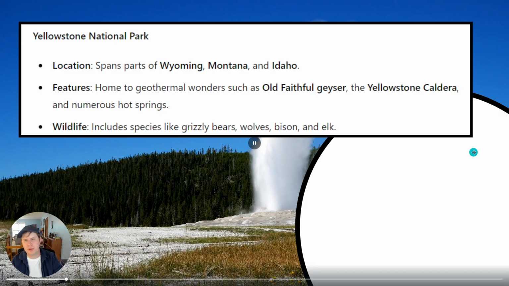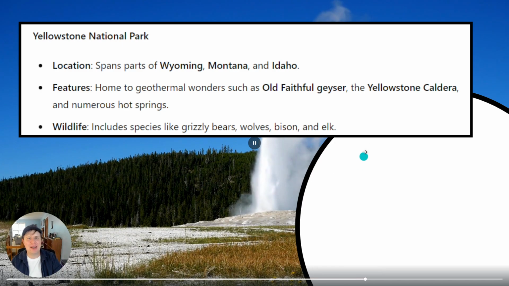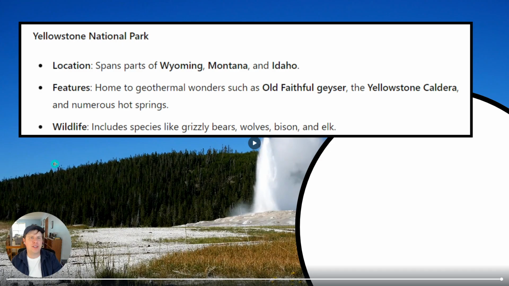Yellowstone National Park, which we said was the first, spans parts of Wyoming, Montana, and Idaho. It's big. You can see Old Faithful going on there in the background. It's a geyser. It is also host to the Yellowstone caldera and numerous hot springs. Some wildlife you might see include species like grizzly bears, wolves, bison, and elk. The main thing to remember for Yellowstone is probably its connection with Old Faithful.